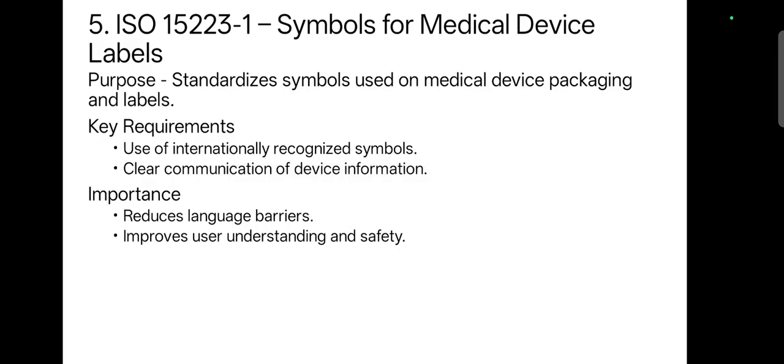So let me conclude on the ISO standards. They play a critical role in ensuring the quality, safety, and effectiveness of medical devices. ISO 13485 establishes a strong quality management system. ISO 14971 focuses on risk management. ISO 10993 ensures biological safety. ISO 14155 governs clinical investigations, and ISO 15223-1 standardizes labeling and communication.